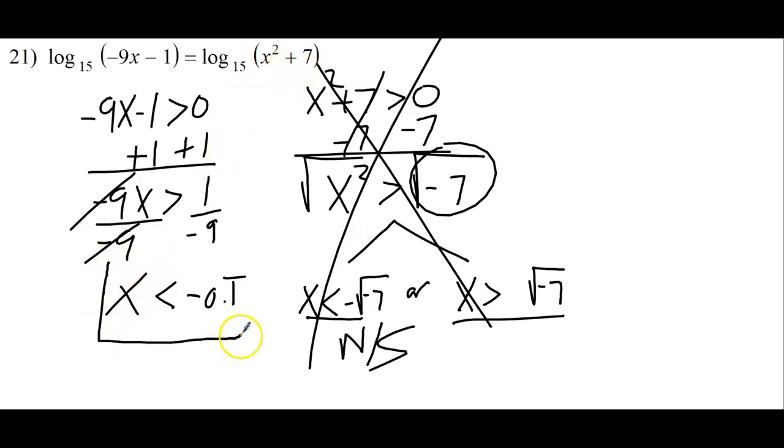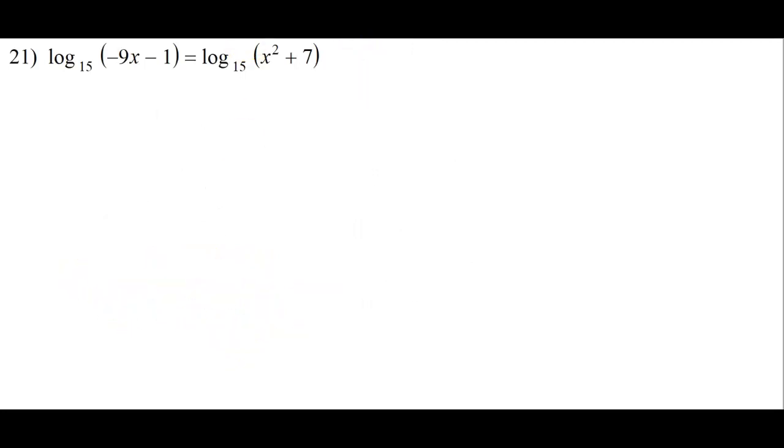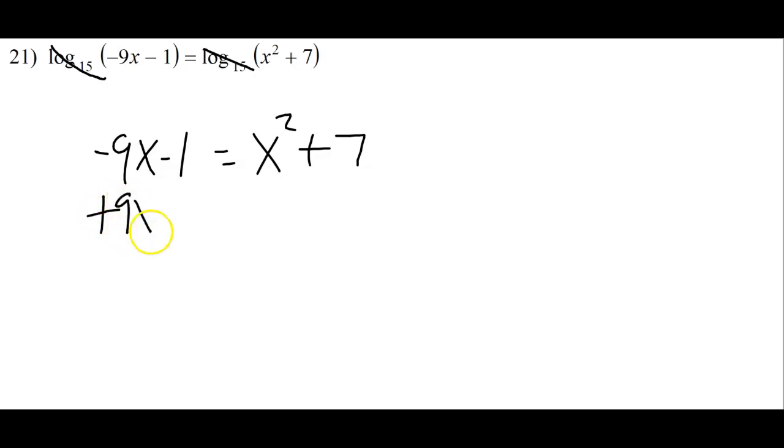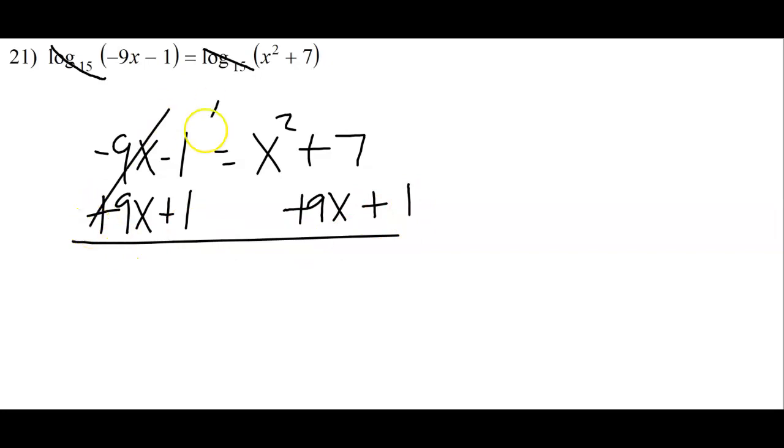So the only one I need to really pay attention to is this guy. X has to be less than -0.1. So let's go ahead and solve it. We're going to go ahead and drop the log 15 off both sides. Now, this is a quadratic equation. When you have an x squared, that's a quadratic. And when you have a quadratic, what you want to do is you want to move all the terms to one side, so it equals 0 on one side.